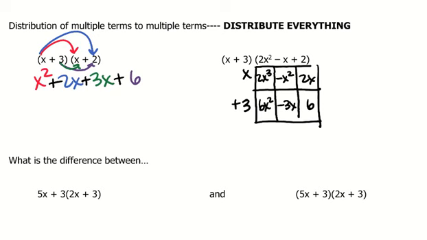Okay, and then the nice thing about the box technique is that along a diagonal, you've got all of your like terms. Right? This is really good when you're multiplying a trinomial by a trinomial. So what this is going to be is 2x to the third. 6x squared minus x squared is 5x squared. Negative 3x plus 2x is negative x, plus 6.